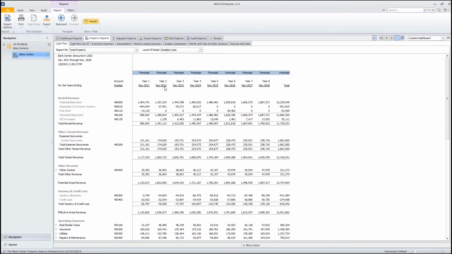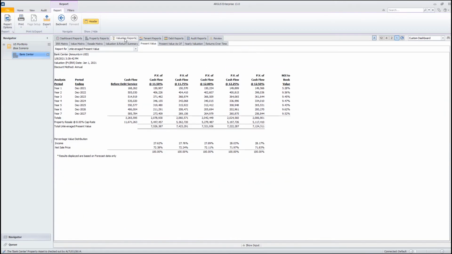If I hit F3, I'll navigate right back on over into our reports, and I can go to our valuation reports parent tab, present value subtab. Now, once I'm in our present value subtab, I can actually see the 12% discount rate that I've entered in. And if you take a look directly in the middle of this report, we can see our present value. So if we require a 12% return, we would need to purchase this property for this amount or less.